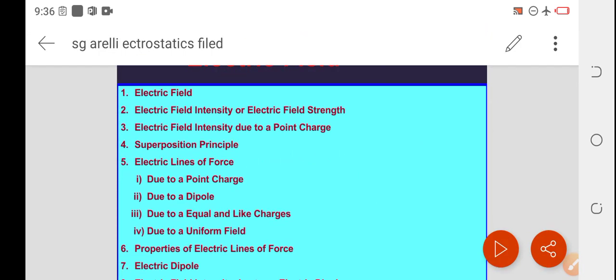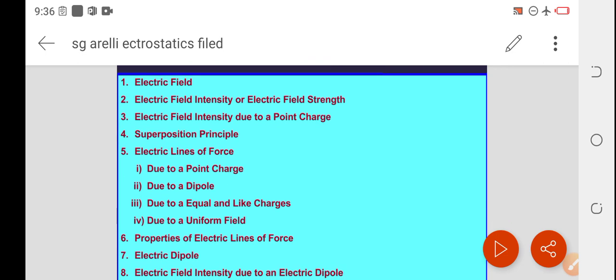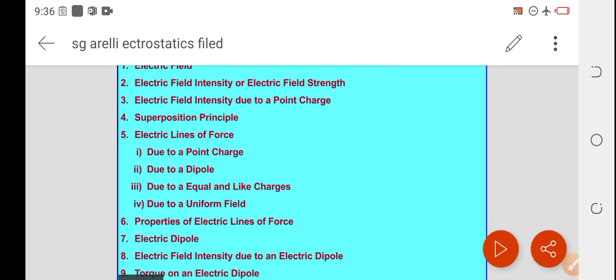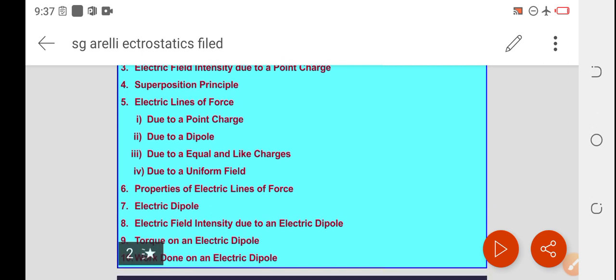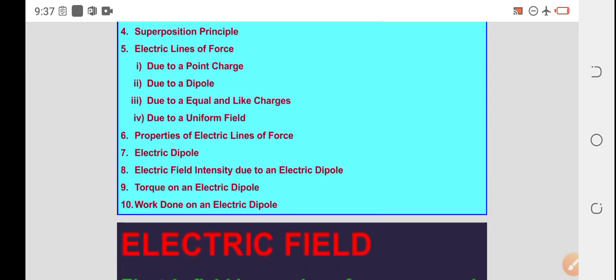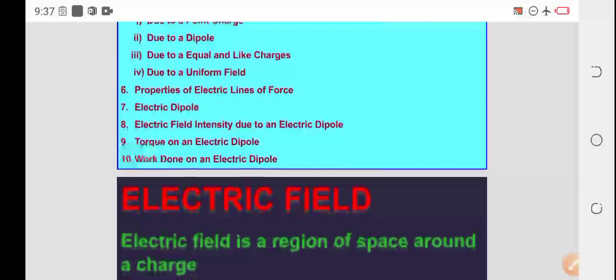Let's see what the outline topics of this electric field are. That is electric field intensity or electric field strength, electric field intensity due to a point charge, superposition principle, electric lines of force due to a point charge, due to a dipole, due to equal and like charges, due to a uniform field. Properties of electric lines of force, electric dipole, electric field intensity due to an electric dipole, torque on an electric dipole, work done on an electric dipole.